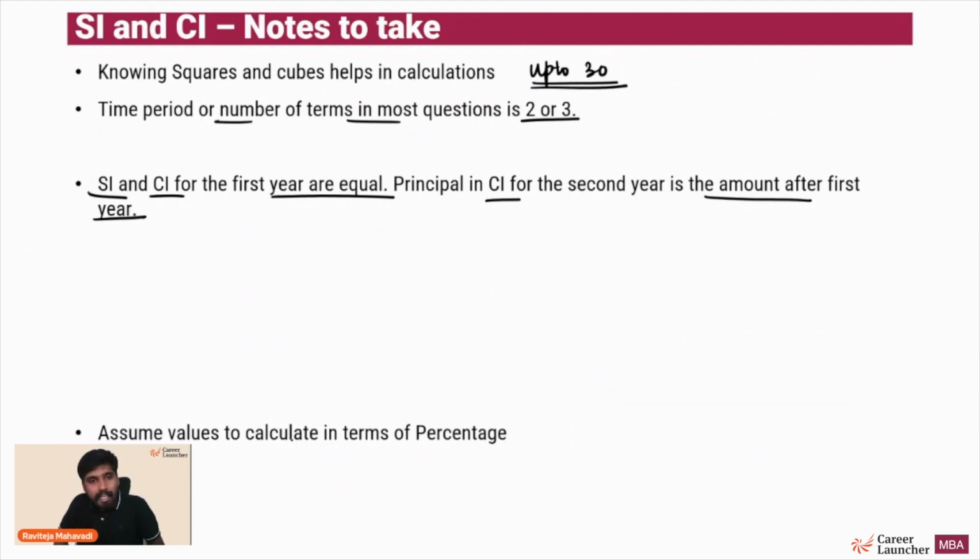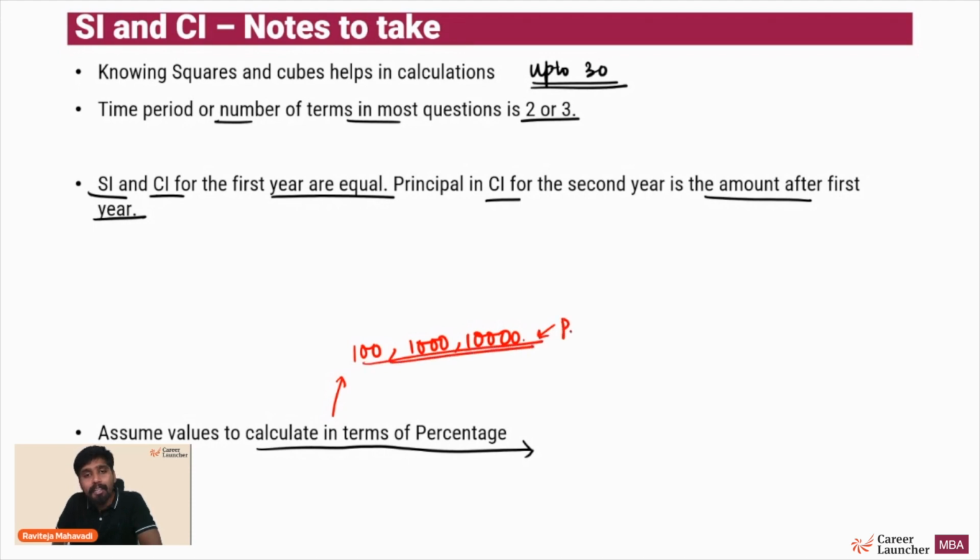Assume values to calculate in terms of percentage. Now, in most of the SI and CI questions, there will be some absolute values given already in the question. Either the value of the principal will be given, or the question will ask you to find the principal. I would rather say assume a value like 100 or 1000 or 10,000 for the principal, which will make your calculations easier, and calculate everything in terms of percentage.